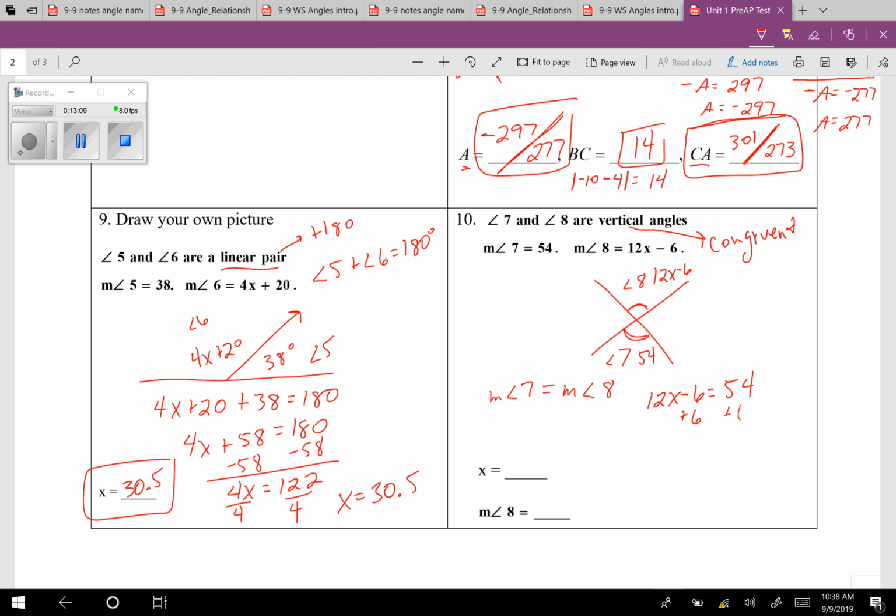So add 6 to both sides. So 12x is equal to 60 divided by 12. So x is 5. Okay, and then they also ask us for the measure of angle 8, so we're going to plug in. So take this 12 times 5 minus 6. So 60 minus 6, which is 54, which we should have already known, right? Because they're vertical angles, so they're congruent. So technically, you didn't even have to plug in. But it's good practice to always show and verify.